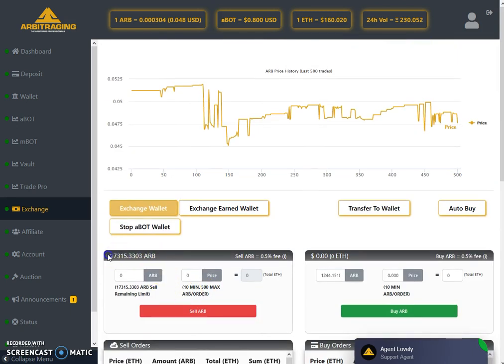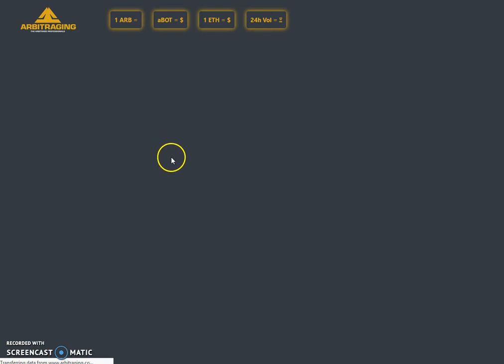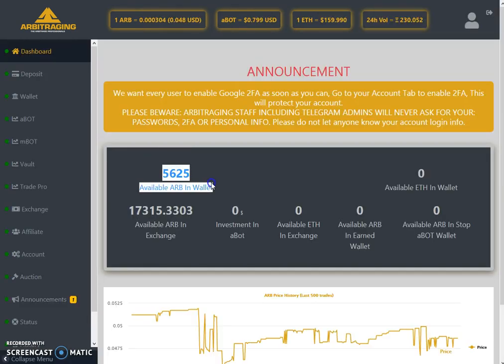As you can see, that is 17,300 coins in my exchange wallet, 5,600 coins in my available wallet and 2,500 coins in my pending withdrawal. So I have more than 25,000 coins in my account, and I keep on accumulating. I have requested the withdrawal for 2,500 coins because I want it for personal use. I have some personal expenses which I have to pay, that's why I have withdrawn it.